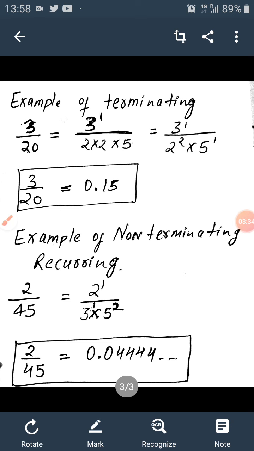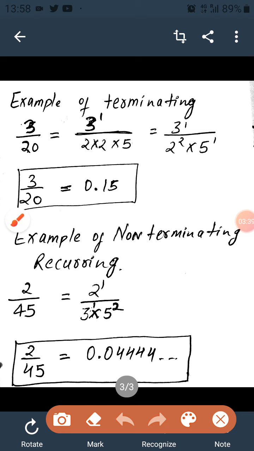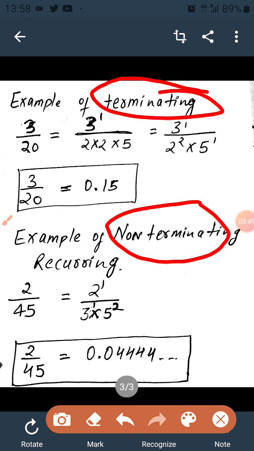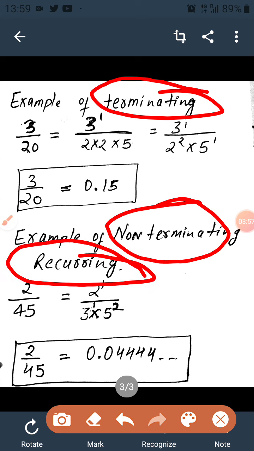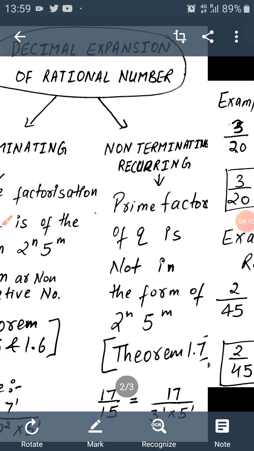Now see the meaning of terminating and non-terminating and also recurring. So what is terminating? Terminating means the value which can be stopped. Non-terminating, the value which cannot be stopped, is called non-terminating. And what is recurring? Recurring means repeating. The numbers can be repeating. You can see here in this example 2 by 45, 4444 is repeating. Therefore, it is recurring.